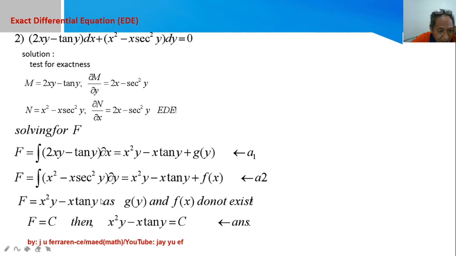Okay? So, but your f is equal to c. So, from the term, you equate that to c, and that is your answer. Okay? Now, the third, and this is the last.